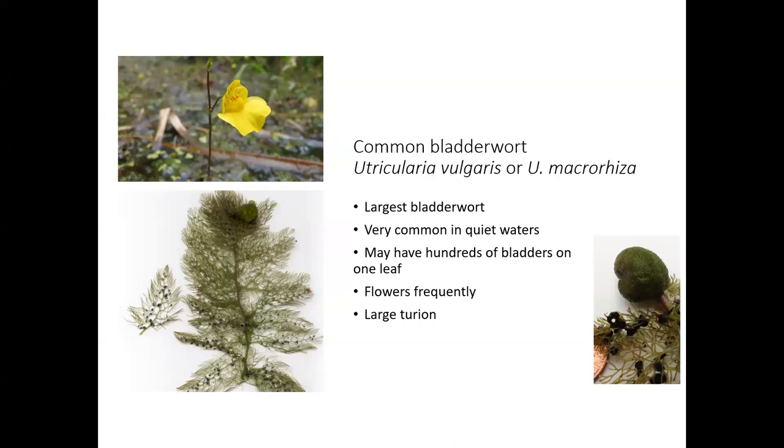There are lots and lots of bladders on these leaves. There can be hundreds on one leaf, or there might be just a few, but pretty much every leaf is going to have bladders unless the plant is really growing someplace it's not happy.